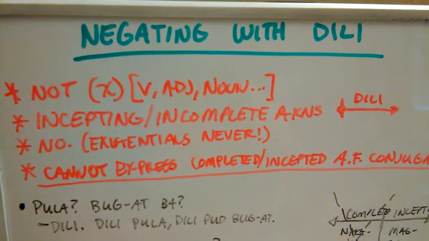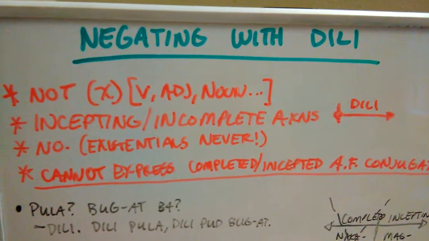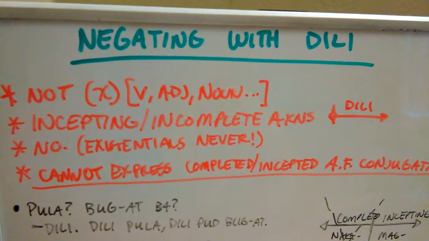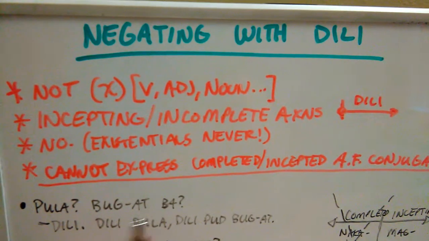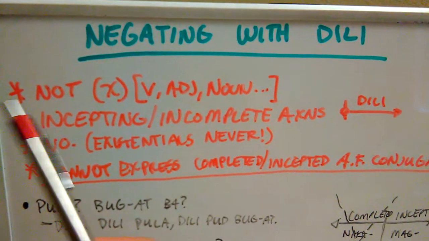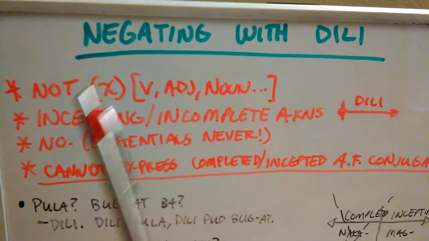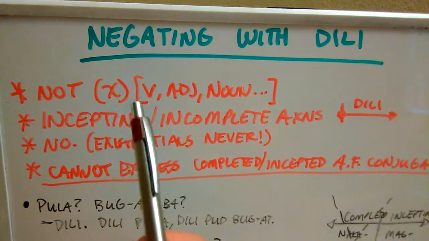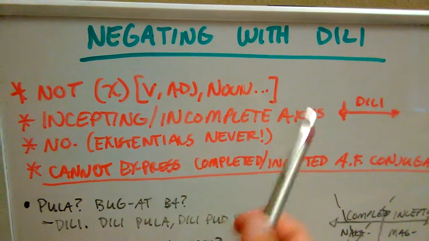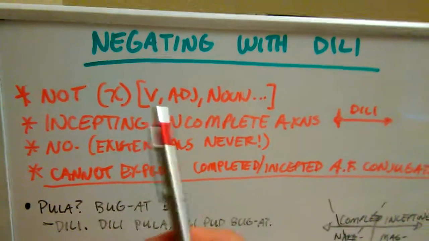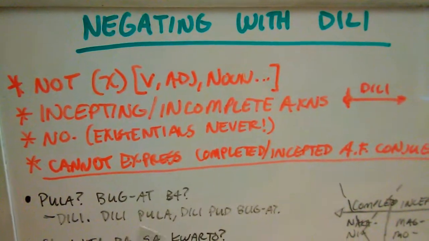And keep in mind though that dili expresses, again, the incomplete and incepting aspect, okay? So what do we do with dili? How does this work? Well, first of all, it's just not, right? Not. And it's going to negate whatever we have, whether X is going to be a verb, adjective, noun, what have you. It just means not verb, not the adjective, not noun.